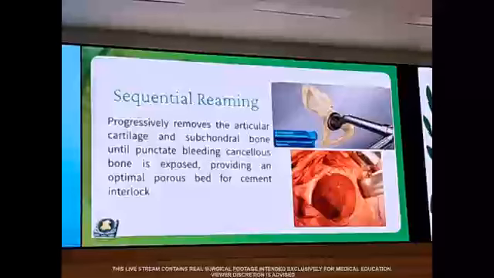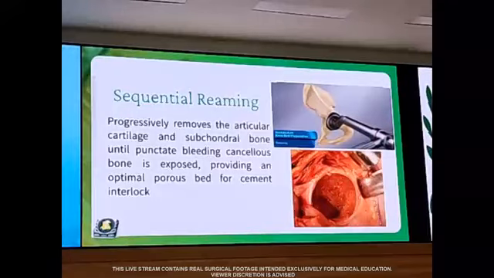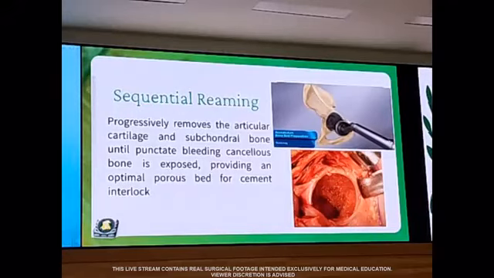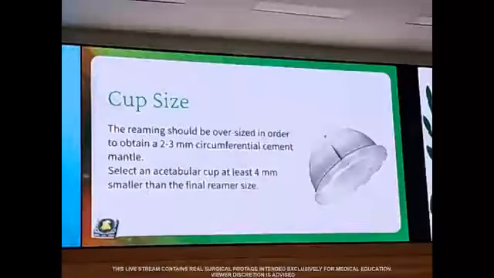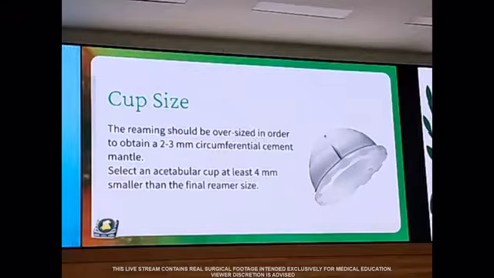Progressively remove the articular cartilage and subchondral bone until punctate bleeding cancellous bone is exposed, providing an optimal porous bed for cement interlock. The reaming should be oversized in order to obtain a 2 to 3 mm circumferential cement mantle. Then select an acetabular cup at least 4 mm smaller than the final reamer size.